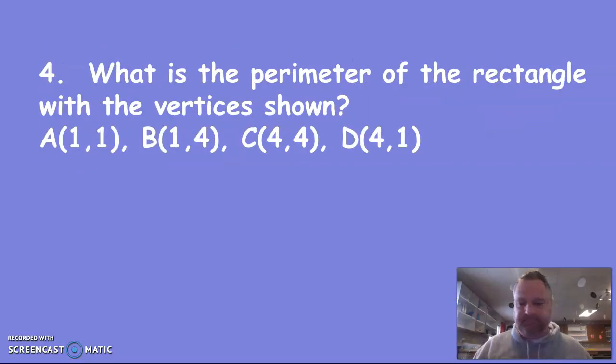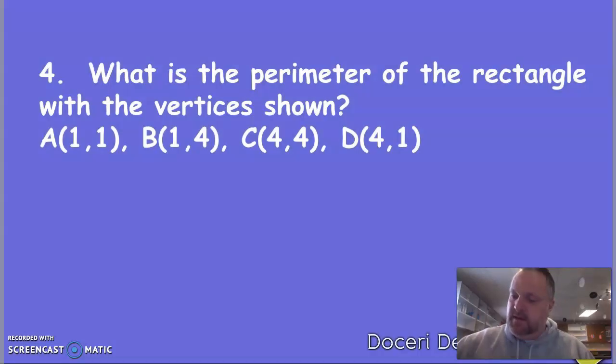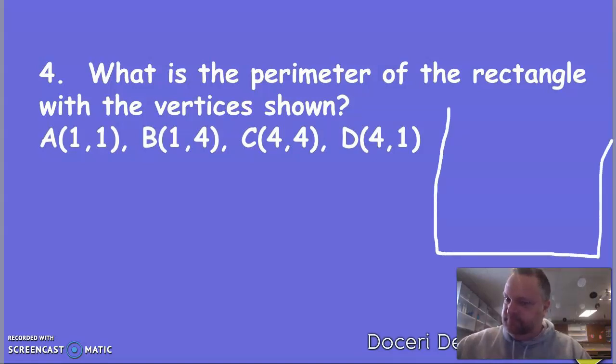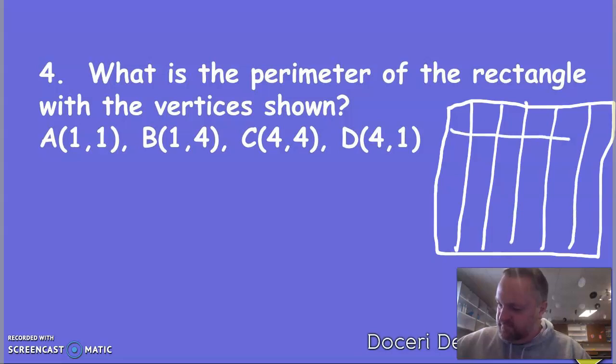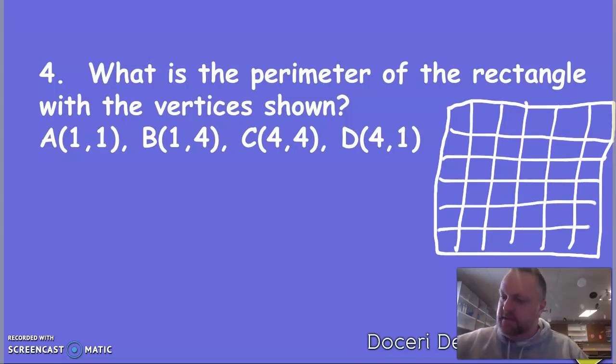Number 4. What's the perimeter of the rectangle with the vertices shown? So I'm going to do my best to draw a quick grid for you. Okay, I'm trying to make it 6 by 6. Okay, and I'll label it.